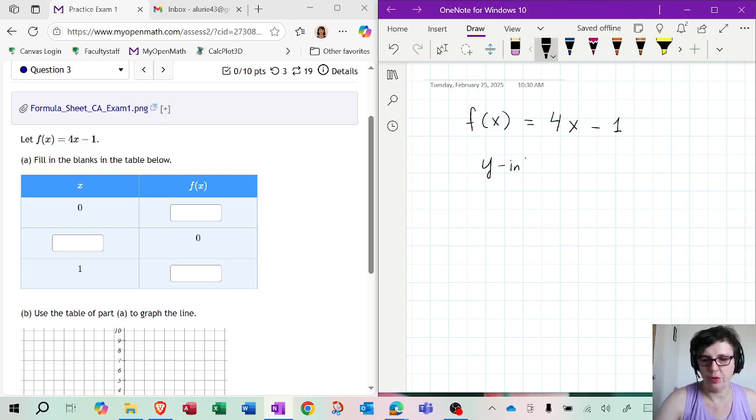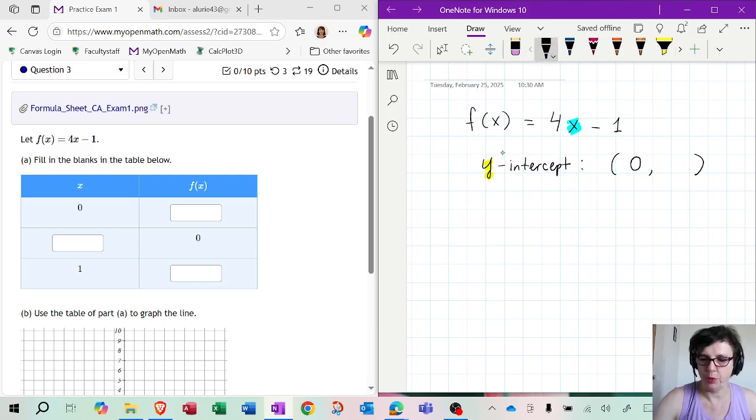So first of all, for the y-intercept, this is where the graph intersects with the y-axis, and on the y-axis, x is 0. So you need to remember that if it's the y-intercept, that means that x is going to be 0. And then to find y, we're going to plug in 0 for x. So what do we get?